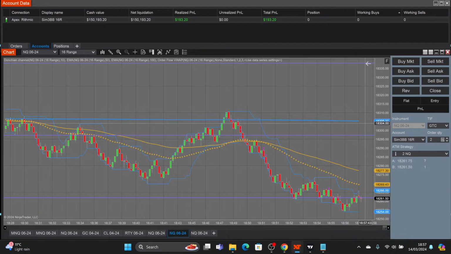You know what? That's a potential area of support and resistance. It looks like we're holding it at the minute. There's some bullishness coming in there. Couldn't quite hold up.